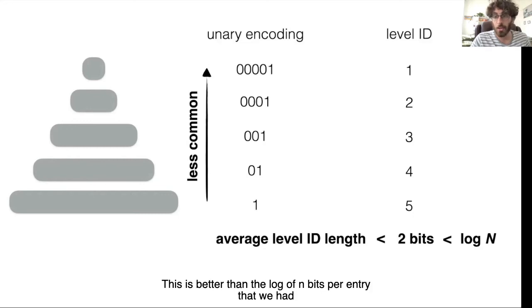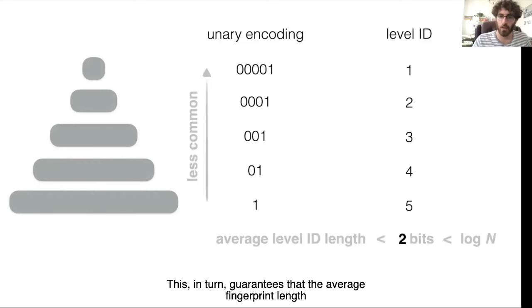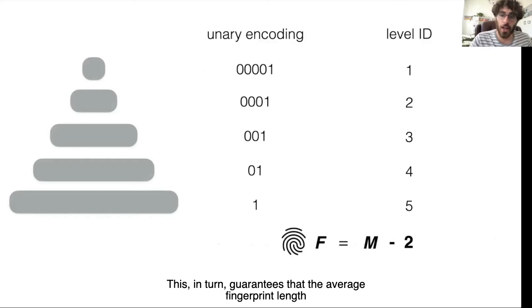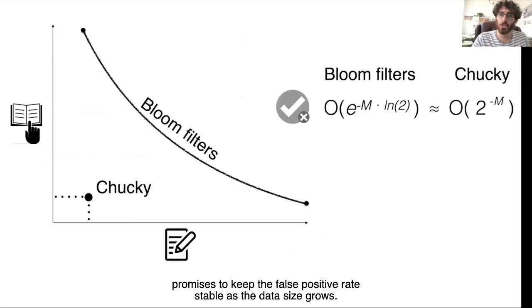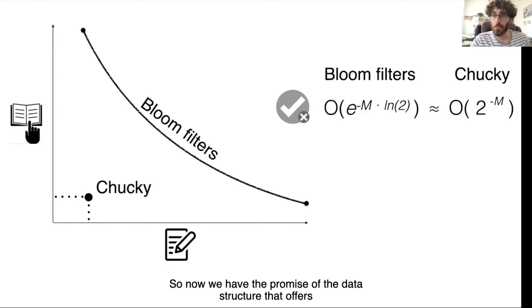This is better than the log of n bits per entry that we had before with an integer encoding for the level IDs. This in turn guarantees that the average fingerprint length is also going to stay constant as the data size grows, which promises to keep the false positive rate stable as the data size grows. So now we have the promise of a data structure that offers better in-memory performance than Bloom filters, while offering approximately the same false positive rate for a similar main memory budget.